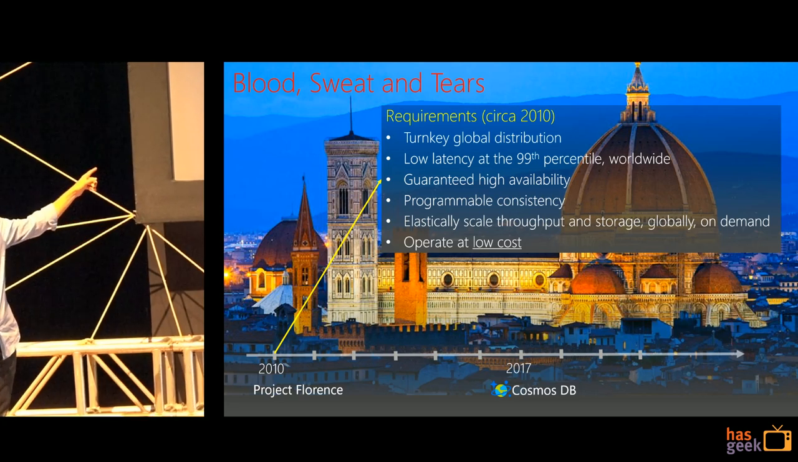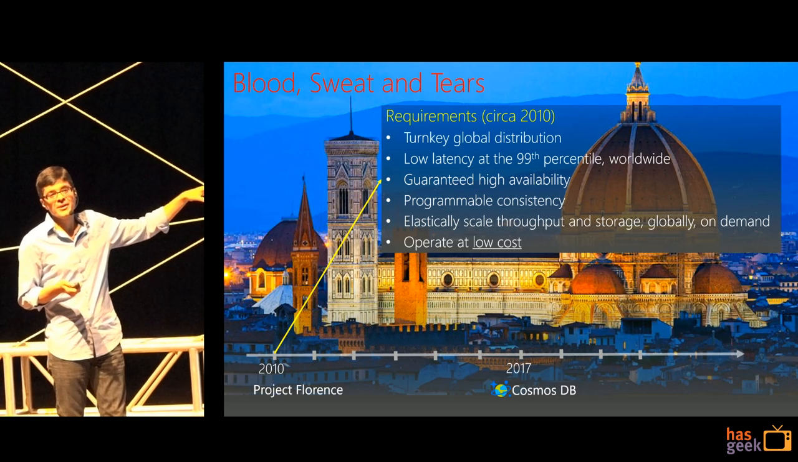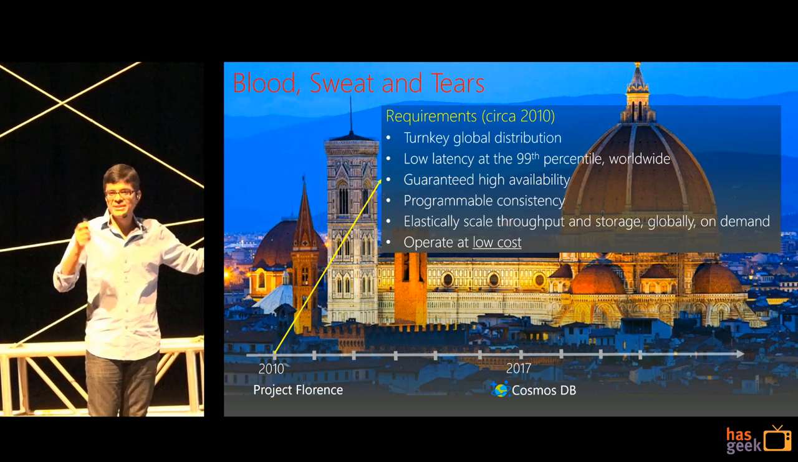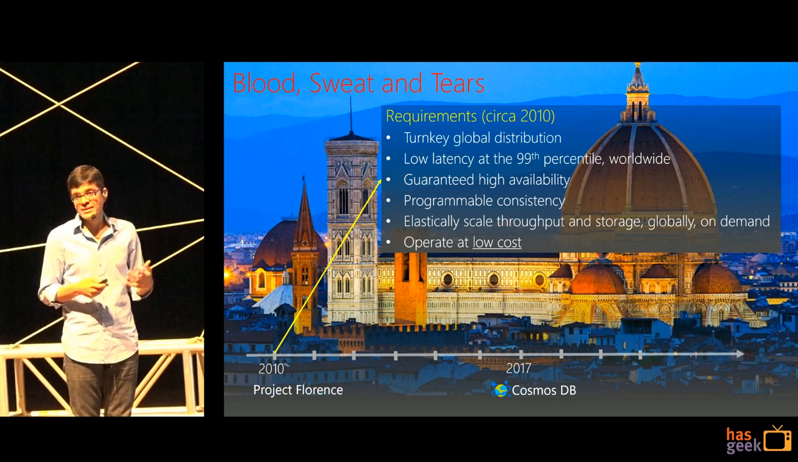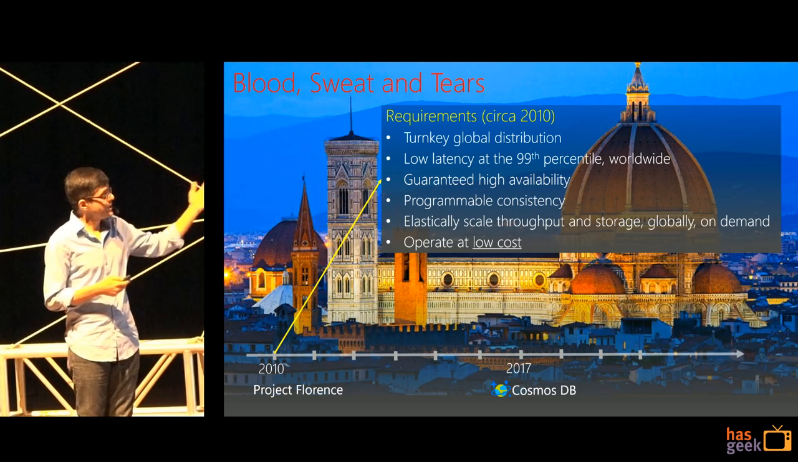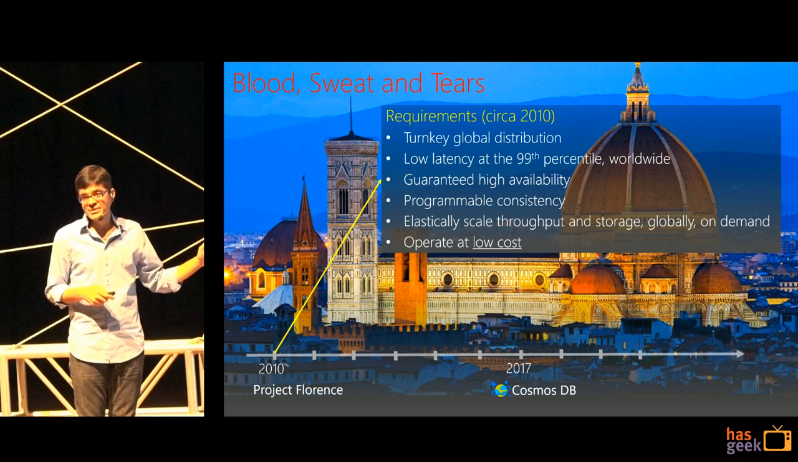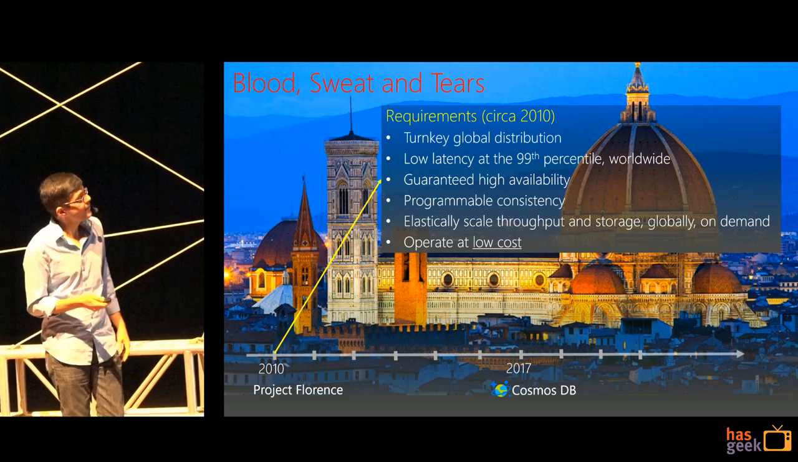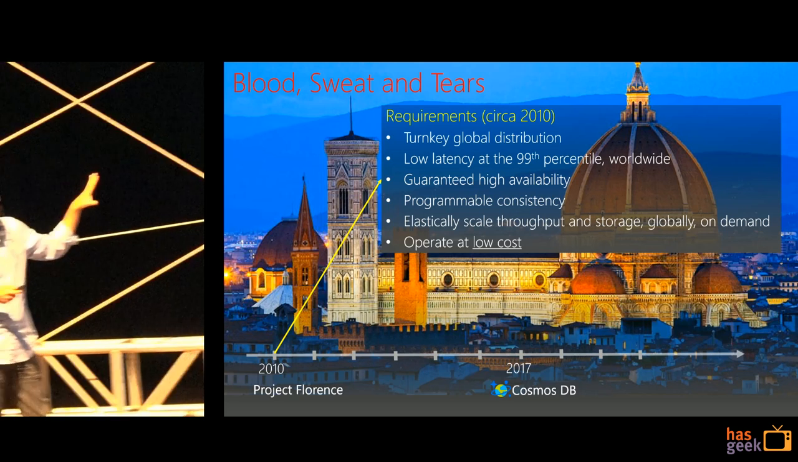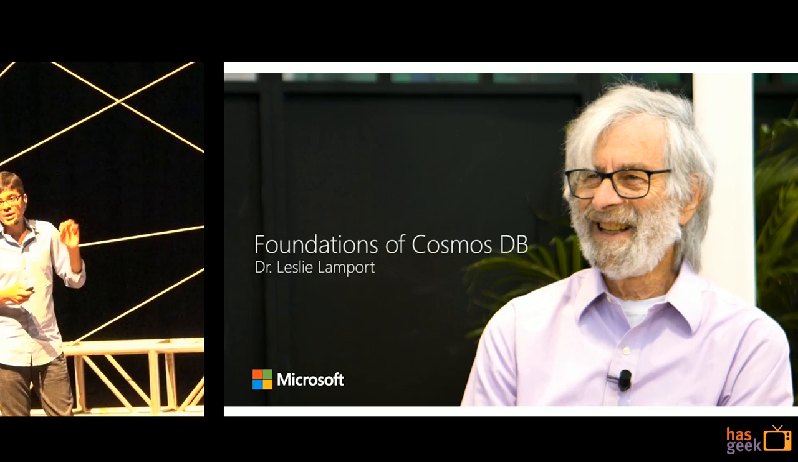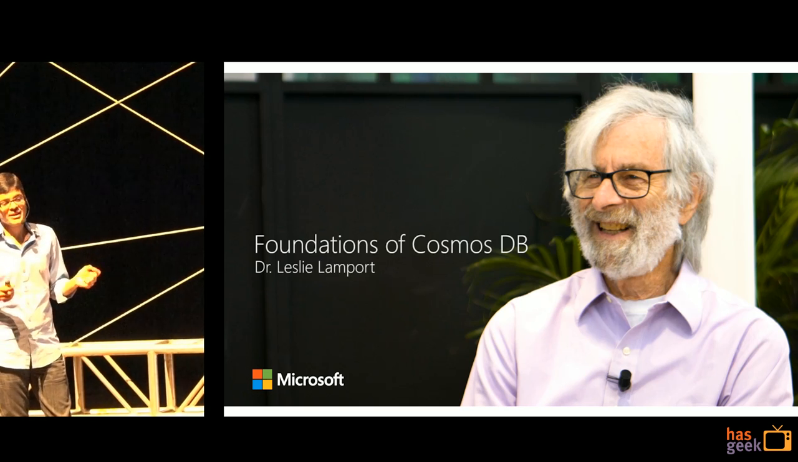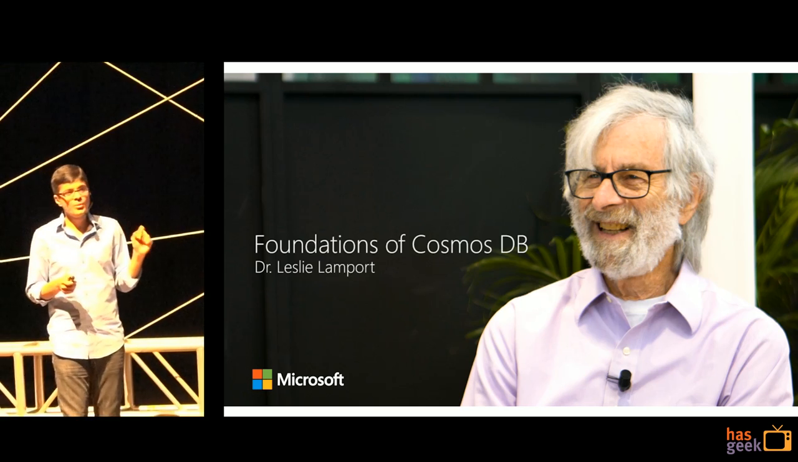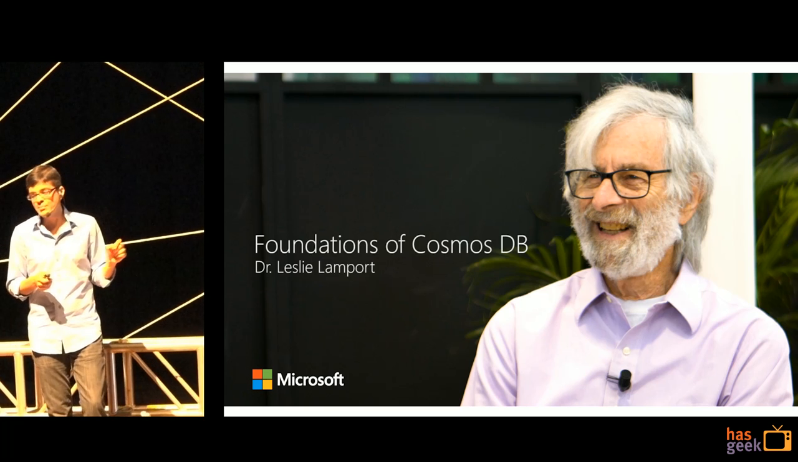At some point between 2010 and 2017, we had a slice of the system, a portion of the system exposed on Azure as a service called DocumentDB. And then in 2017, we exposed all of the infrastructure in the form of Cosmos DB. So that's the journey. Before I go further, let me explain what Cosmos DB is in a 2-minute video clip. And there's no one who can do it better than Leslie Lamport.